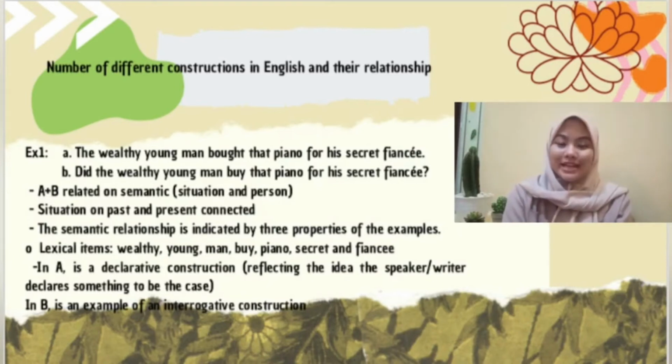Examples 1a and 1b are related semantically in that they both have to do with a situation in which a wealthy young man bought something, a piano, for another person, his secret fiancée. Both examples place that situation at some point in the past. Major lexical items are wealthy, young, man, buy, piano, secret, and fiancée. In both examples, wealthy and young modify man and secret modifies fiancée. And buy has as its complements the wealthy young man referring to the buyer, the piano referring to the thing bought, and his secret fiancée.